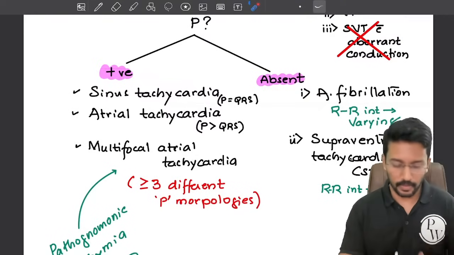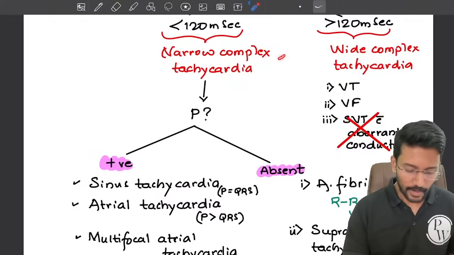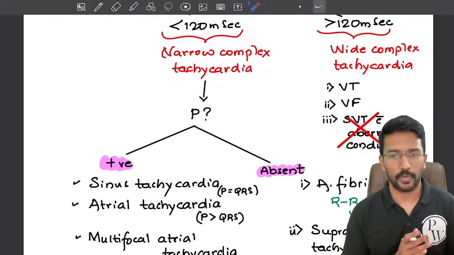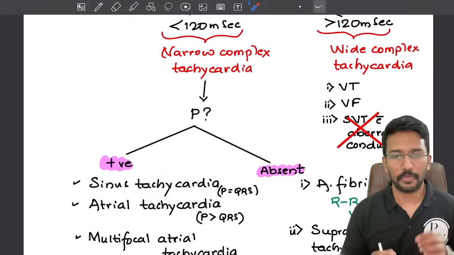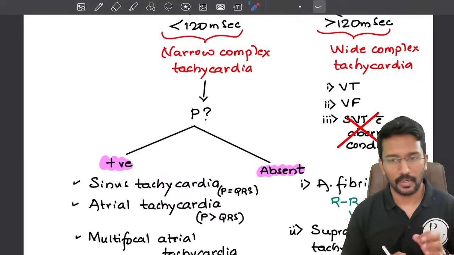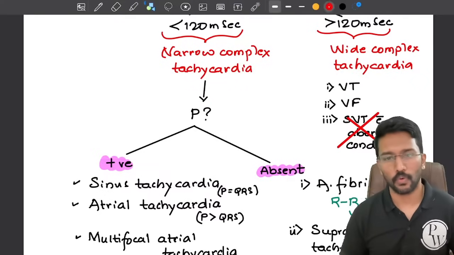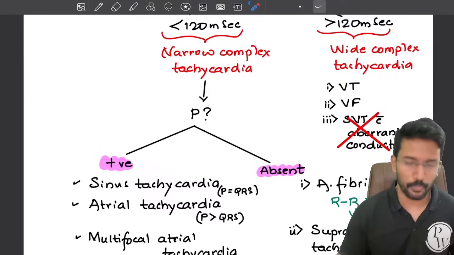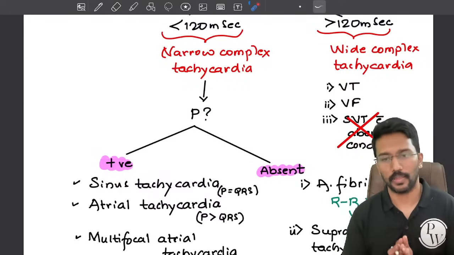Okay, so first we will learn how to identify different types of narrow complex tachycardia. Now, to identify different types of narrow complex tachycardias, the first thing we have to look at is the presence or absence of P waves. Please remember one thing here.